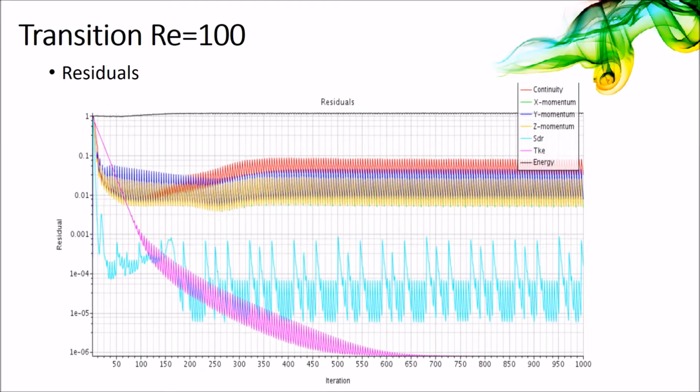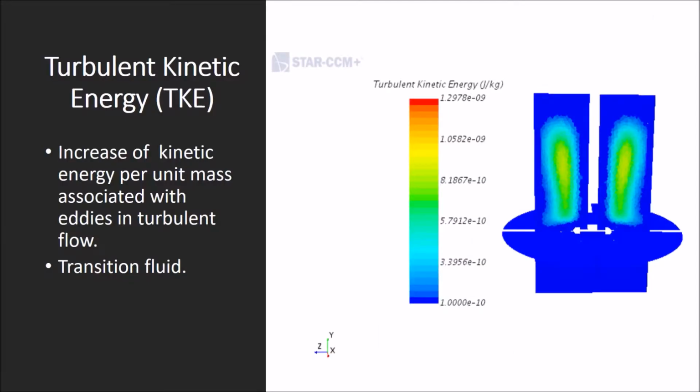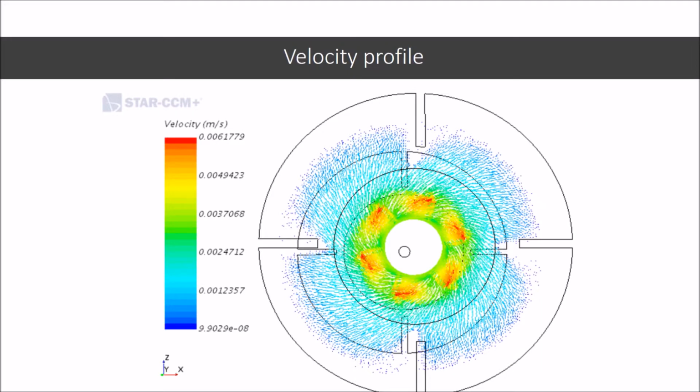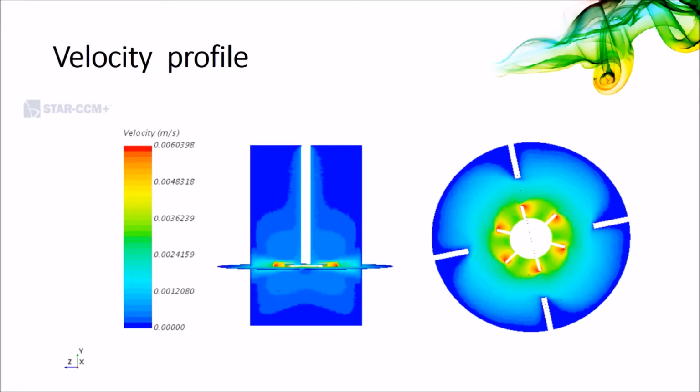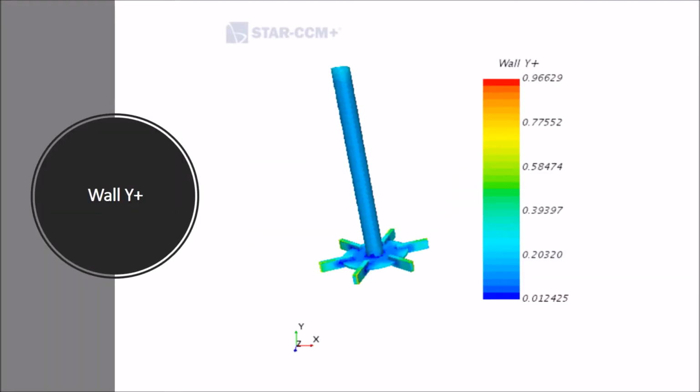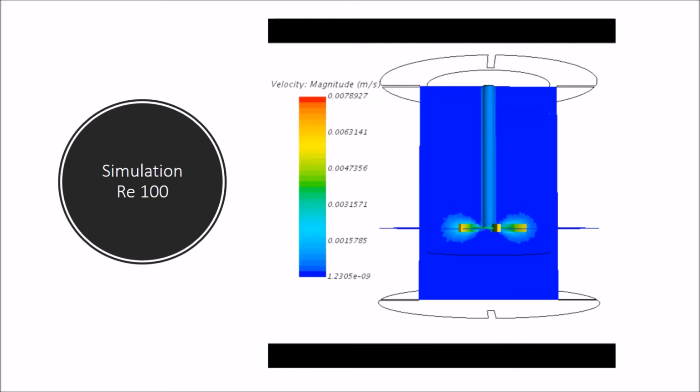The residuals for a Reynolds of 100 in the transition regime: the speed increases, the shear rate increases, and the kinetic energy increases. In this case, the area around the impeller shaft acquires greater kinetic energy with the Reynolds number. Here you can see the velocity profile, and the velocity profile in colors in the tank. The y plus increases as the Reynolds number increases. And here's the simulation.